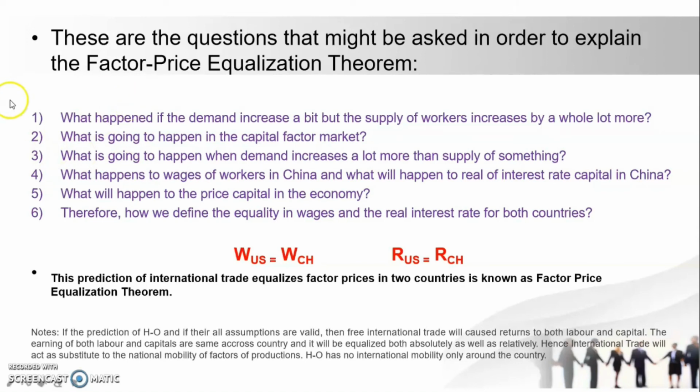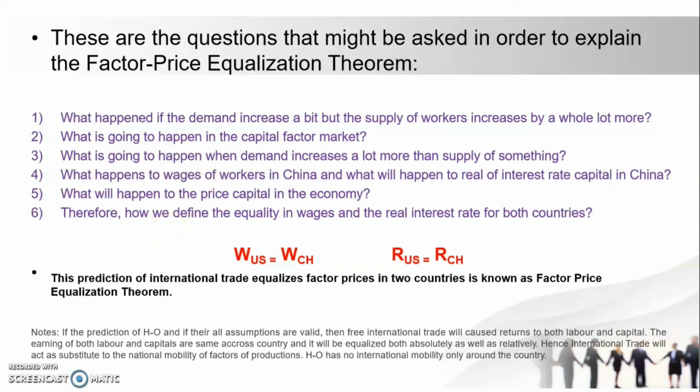Okay. Next, what will happen to the real interest rate of capital in China? As the toys industry expands, as I mentioned before, it is going to increase the demand for capital, but only a little bit. On the other hand, the shrinking microchip industry is going to be releasing a lot of capital. This is going to increase the supply of capital in the economy quite a bit. So what will happen to the price of capital in the economy? Demand increases a little bit, supply increases a whole lot, so it means that the price of capital will fall. In other words, the real interest rate in China will fall.